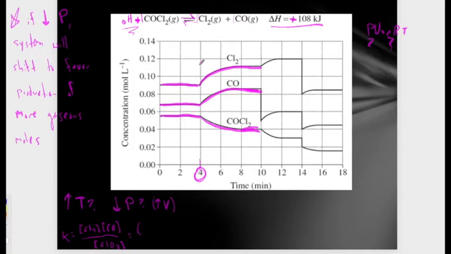Let's see, the concentration of Cl2, that's about 0.09. The concentration of CO, this is a bit hard to see, but that looks like 0.07. That's not quite 0.07, so 0.068. If you're given a graph to analyze on an exam, it'll be much clearer than this.